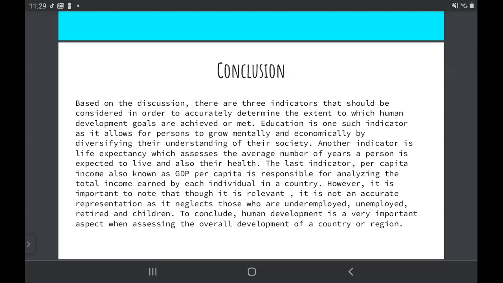However, it is important to note that though it is relevant, it is not an accurate representation as it neglects those who are underemployed, unemployed, retired, and those who are children. To conclude, human development is a very important aspect when assessing the overall development of a country or region. We have come to the end of our presentation.